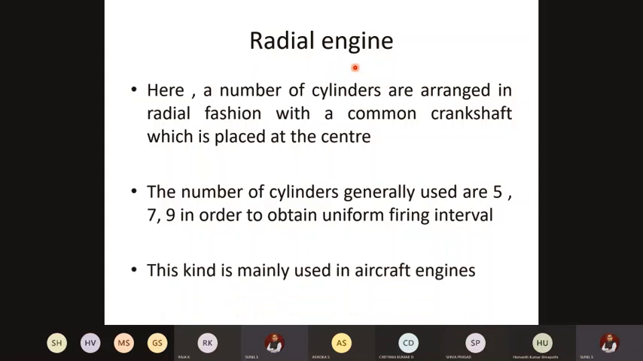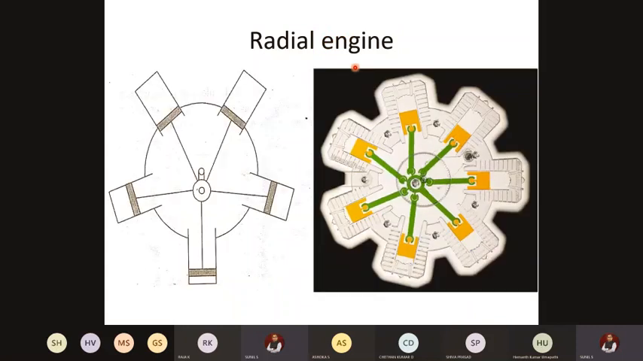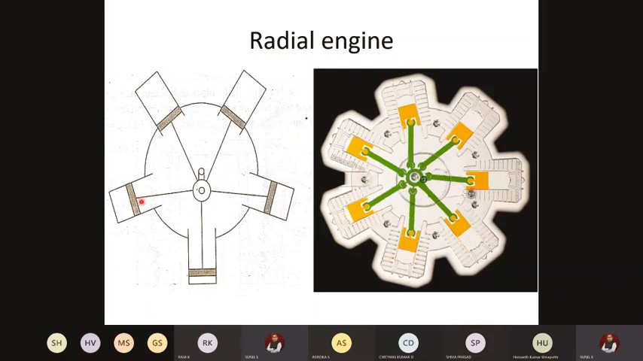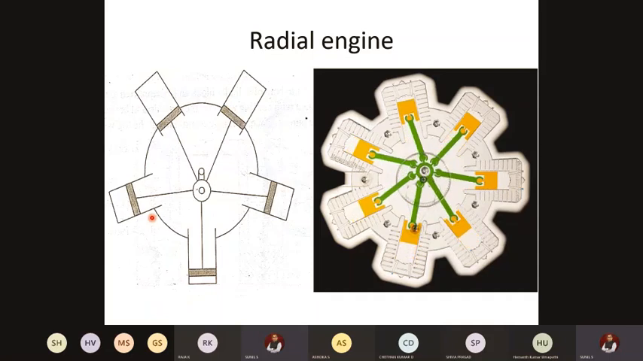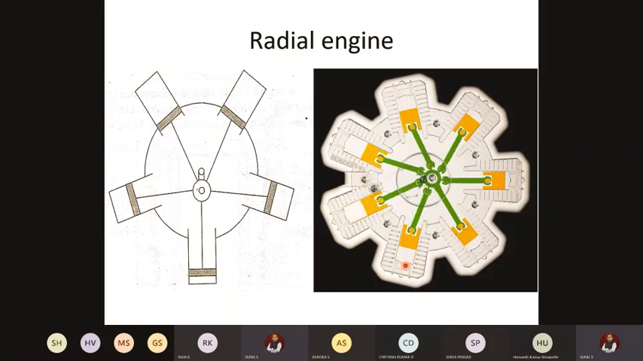This kind is usually used in aircraft engines. When the number of cylinders is more, you can get more power in a very compact place. If you make it inline, just imagine 9 cylinders inline, the structure becomes very huge. To reduce that and make it more compact, this mechanism can be used. You can just take down a rough sketch. There is a common crankshaft here. You can see these are the connecting rods for the pistons. This sketch shows a 5-cylinder engine. It can be 7, or 9 and so on. Usually it will be in odd numbers.